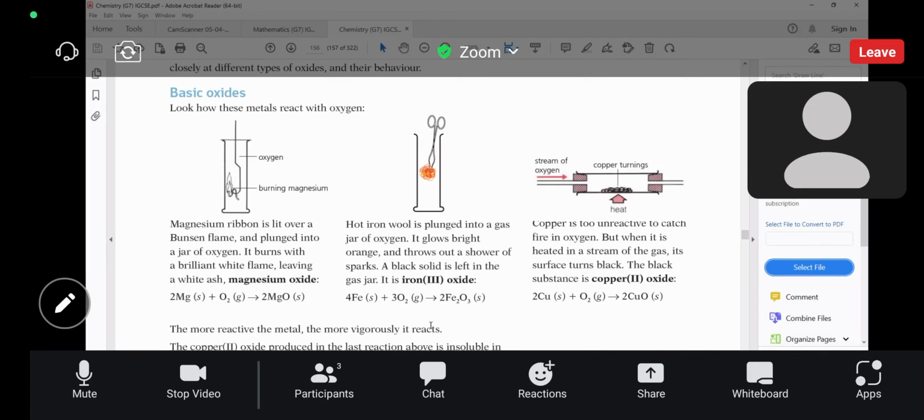Right. The more reactive the metal, the more vigorously it reacts. That means if you put magnesium, it will react slightly vigorously. But if you react potassium with oxygen, it will react vigorously. Sometimes it may explode, so you should avoid these kinds of reactions. If you put potassium into the water, it will explode.